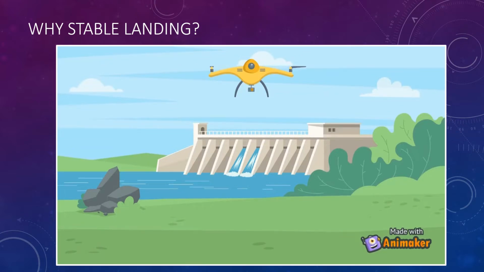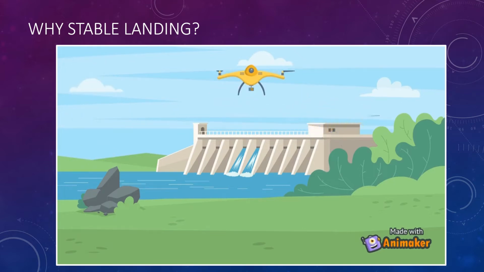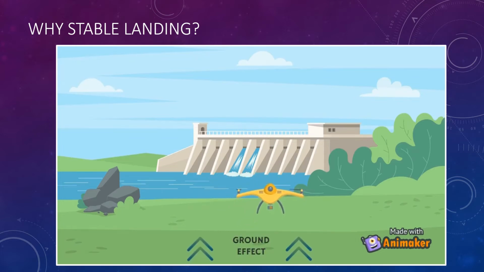For example, as shown in this scenario, while the quadcopter is hovering in air, it is subjected to lateral wind force disturbances, and when close to the ground, it can face disturbances generated by the ground effect.